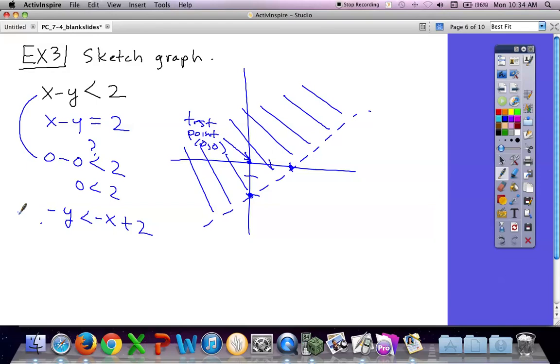But what happens when you multiply by a negative number? It flips the sign. So by multiplying this by negative 1, I'm going to get y is greater than x minus 2. Right? If you don't solve it for y correctly, then you're not going to get the right graph. And this is consistent, right? It has a y-intercept of negative 2. It has a slope of 1. And it's shaded above the line.